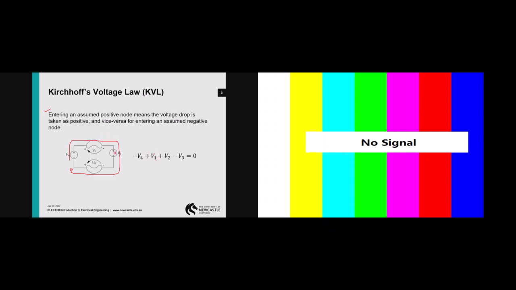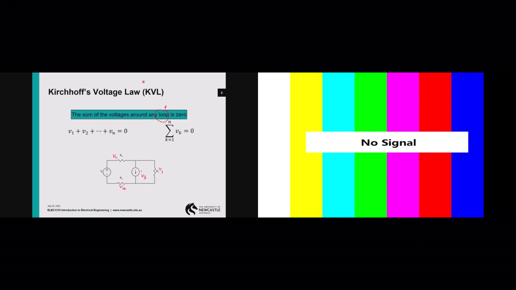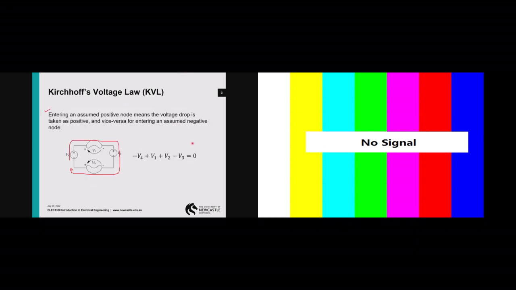Then I travel along again, hitting V2. Once again, we have a positive terminal here, so you have V2. And going to the last one, you have V3 here, but you enter the negative terminal first, so you have negative V3, okay? So basically you have the left-hand side of your equation here. Then going back once more to the definition, the sum of voltages around any loop is 0, right? So you just need to equate them to 0. Okay? As simple as that.